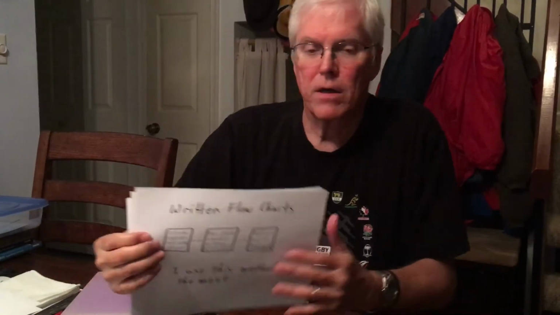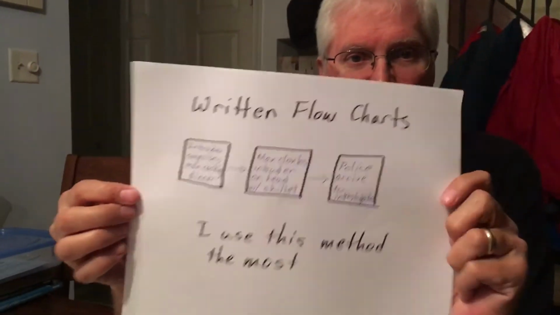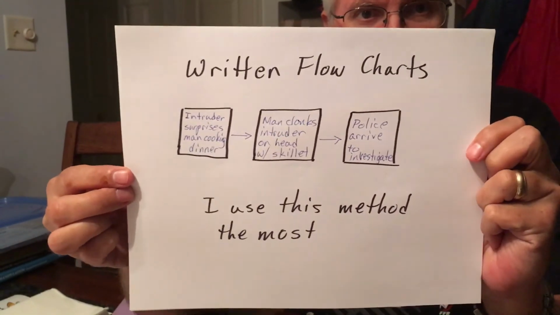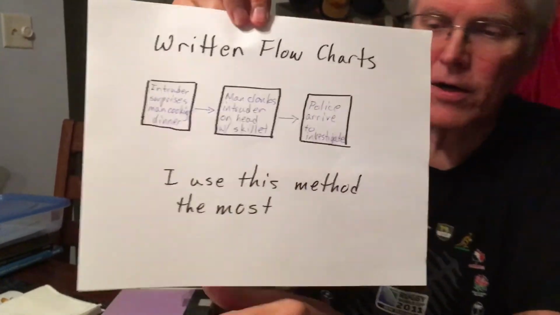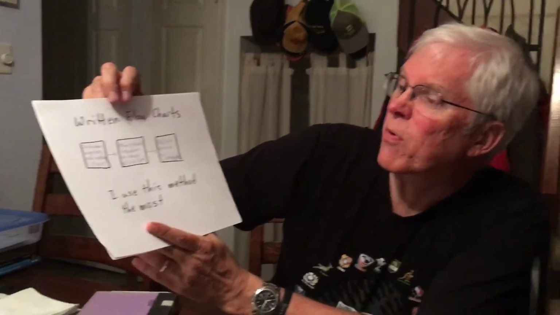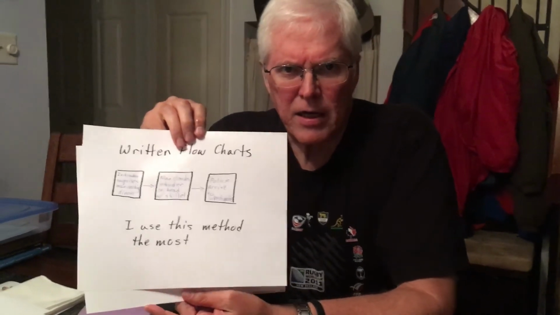But the next one does, and it's similar to a storyboard. A written flowchart. The previous scene, I've written out in a flowchart, and I've done entire books like this. You can see in the first block here, it says that an intruder surprises a man cooking dinner. Then the man clonks the intruder on the head with a skillet, and then the police arrive to investigate. This is the one that I use the most, and it is effective for me because it converts what I see in my mind's eye into words that I can work on later. All right? So there are some basic whys and hows of scene building.